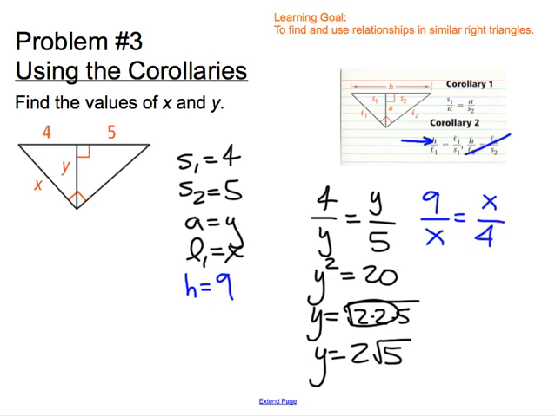And once again, we cross multiply, so we get x times x, which is x squared, which equals 9 times 4, which is 36. And taking the square root of both sides, we see that x equals the square root of 36, which is 6. So by using the formulas on our 3x5 card, we were able to solve this question fairly easily.